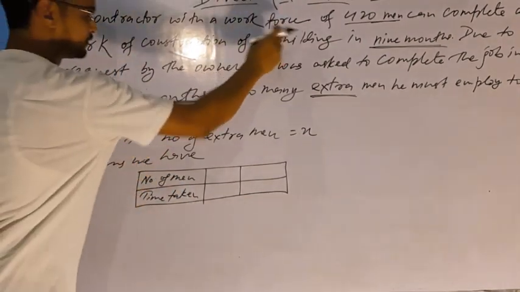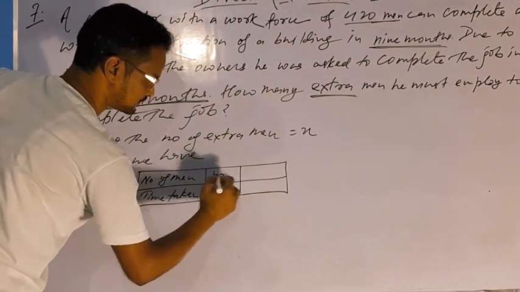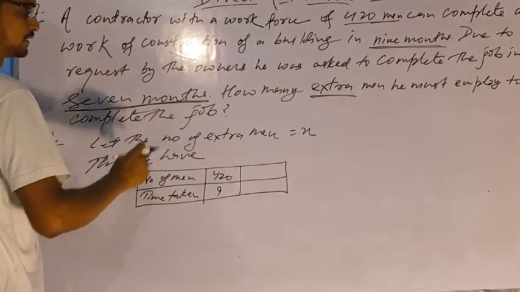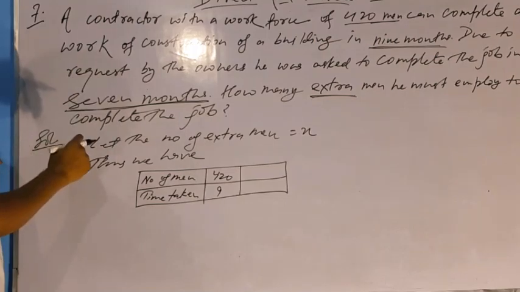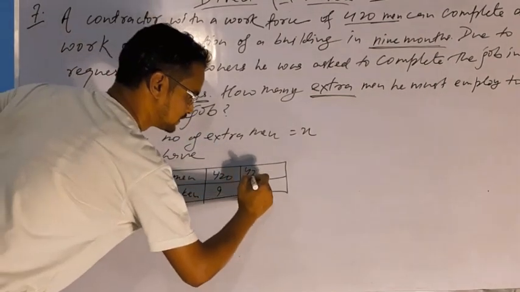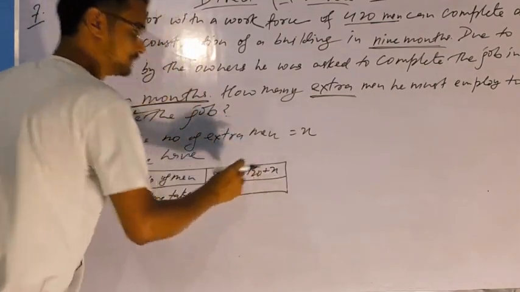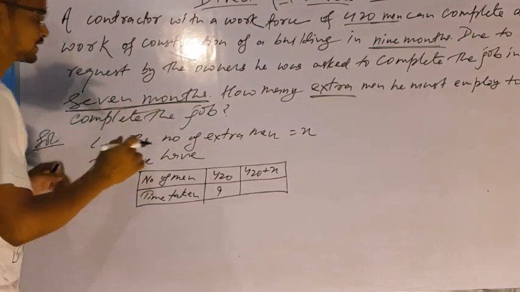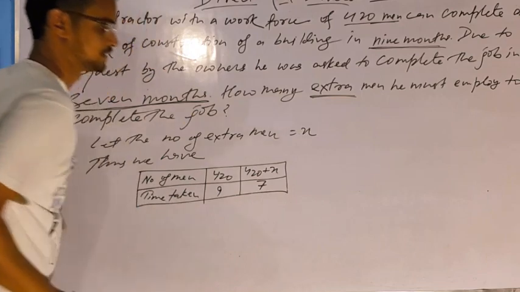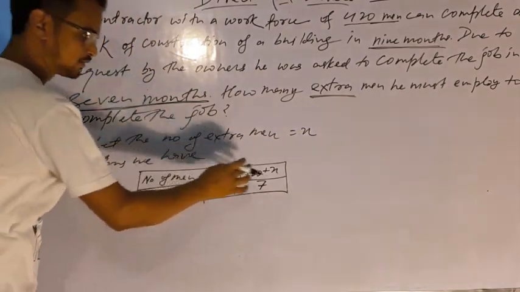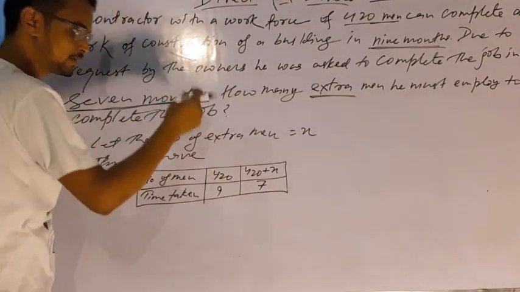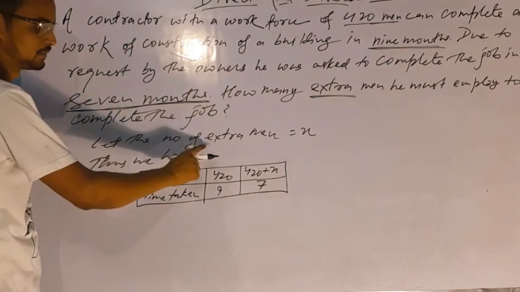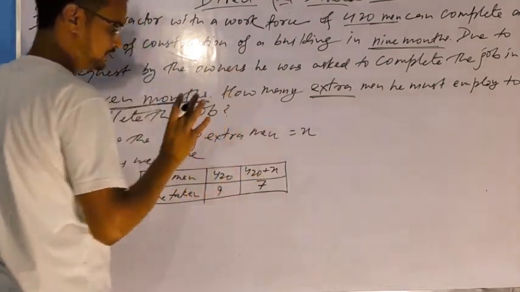The number of men was 420 in the first case, and the time taken is 9 months. Now the number of men is 420 plus x, where x is the extra men increased to complete the work in 7 months. Is it clear? x is not the total number of men to finish the work; x is the number of extra men to complete the job.